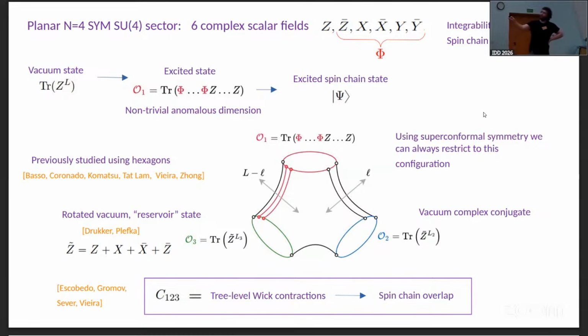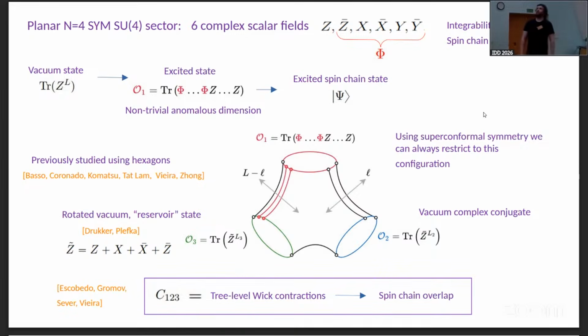So this one will just be the complex conjugate of our initial vacuum, and this will be this sort of reservoir or rotated vacuum state. So this is a BPS operator, which is just rotated to be able to do the width contractions. It's not super important. But the point is that computing this 3-point structure constant means you need to compute 3-level width contractions. Computing 3-level width contractions is equivalent to computing a spin chain overlap by representing this excited state as a spin chain state and doing the width contractions or spin chain overlap with the other 2 states.